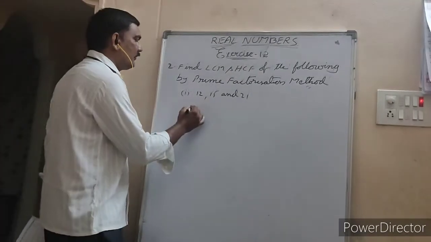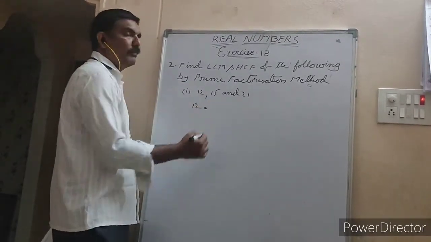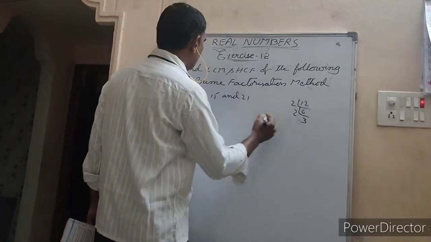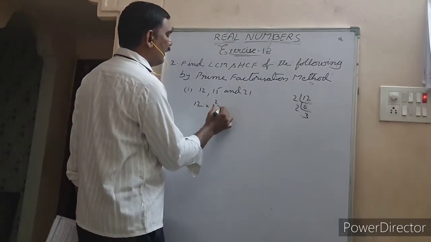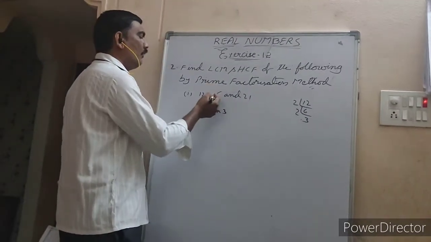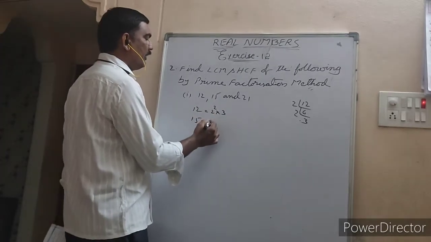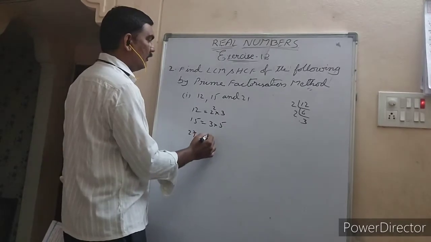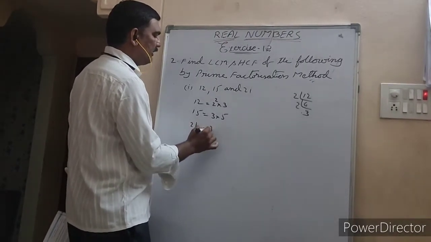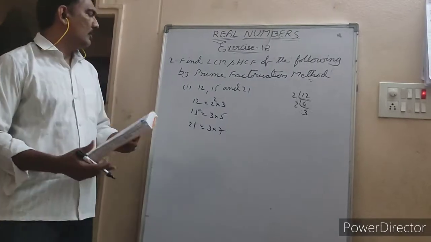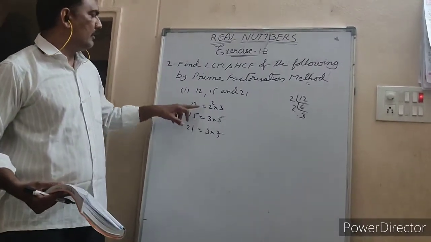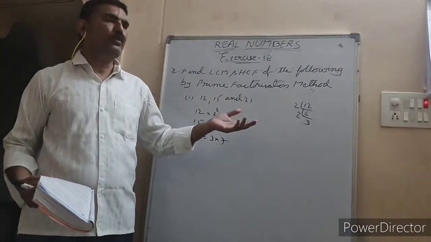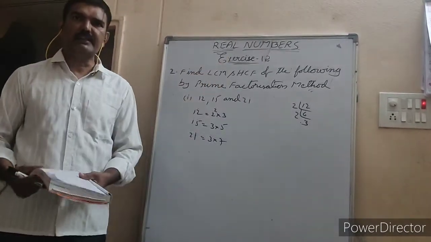First, express 12 as a product of prime numbers, like 12 is 2 into 6, 2 into 2 into 3. You can write 12 as 2 square into 3. Next, go for 15. 15 you can write as 3 into 5. Next, go for 21, 3 into 7. So 12, 15, 21 you expressed as products of prime numbers. Then what do we have to do? We have to find LCM and HCF.